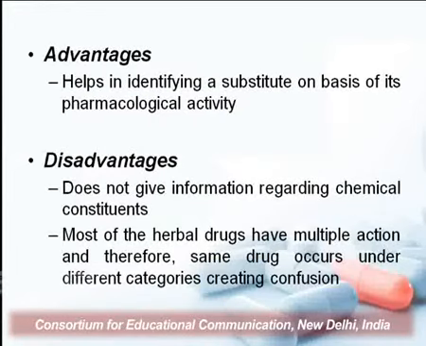Now, the advantages and disadvantages of the system. Basically, this pharmacological system helps in identifying a substitute on the basis of pharmacological activity. Since the drugs are categorized on the basis of their pharmacological activities, if a particular drug has a supply shortage, its substitute, or another drug with similar pharmacological activity, can also be used.